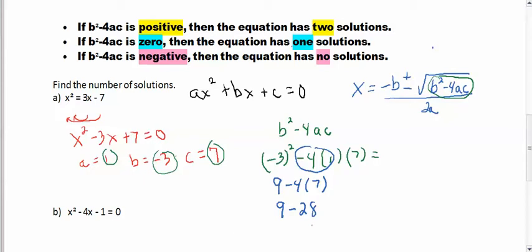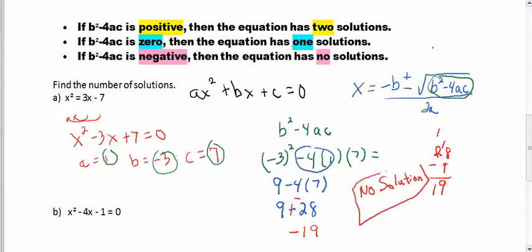Okay, and then we're going to go ahead and finish this off. Keep, change, and I've got 9 minus 28. I would do the math, and it would be -19. So we said up here, if our answer is negative, this is a no solution problem, because the answer that we got after we did the math was negative, so no solution is my answer to the first one.